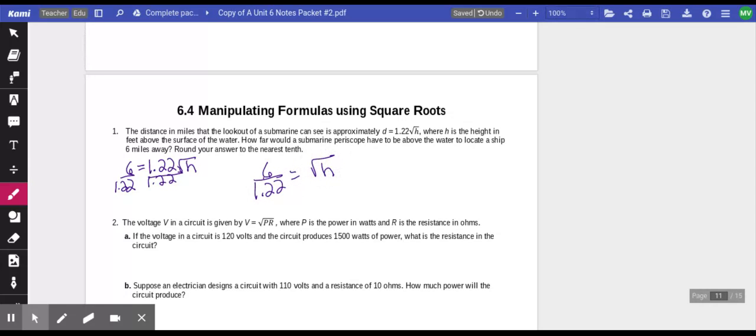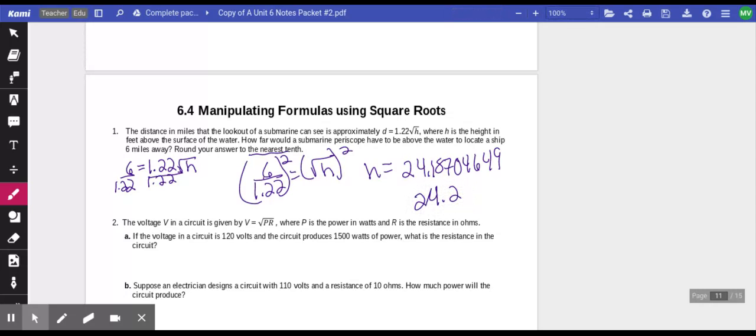And then the opposite of taking the square root is to square. So I'm going to square both sides of my equation, which means on my calculator, I'm going to enter that as a fraction in parentheses squared. So I'm going to do the fraction 6 over 1.22, close my parentheses, and then square it. And I get 24.187044649. It tells me to round to the nearest tenth, so that's 24.2. And my units on this is feet.